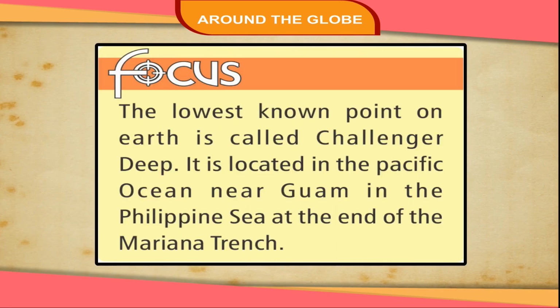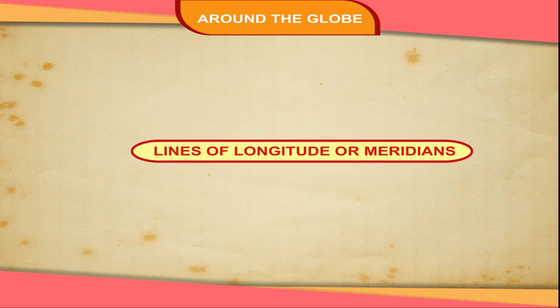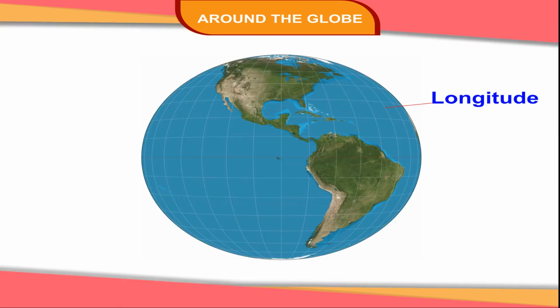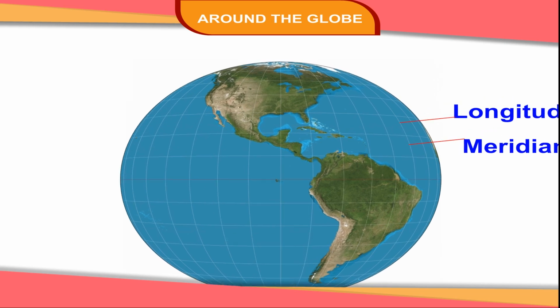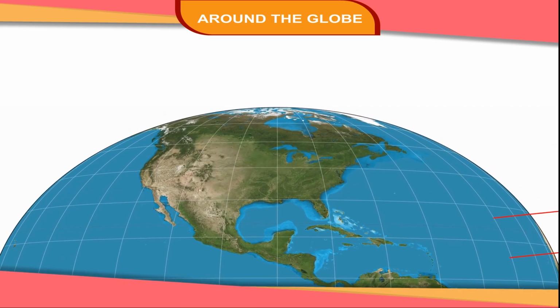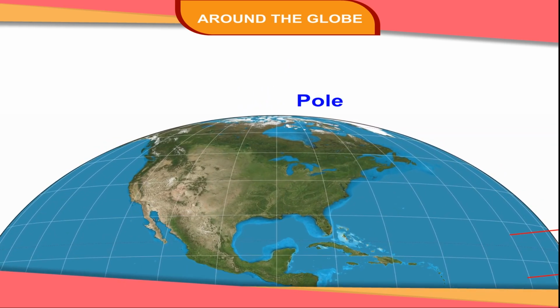Focus. The lowest known point on Earth is called Challenger Deep. It is located in the Pacific Ocean near Guam in the Philippine Sea at the end of the Mariana Trench. Lines of longitude or meridians. The lines of longitude are also called the meridians. All the meridians meet at the poles, crossing the parallels. They are all equal in length.